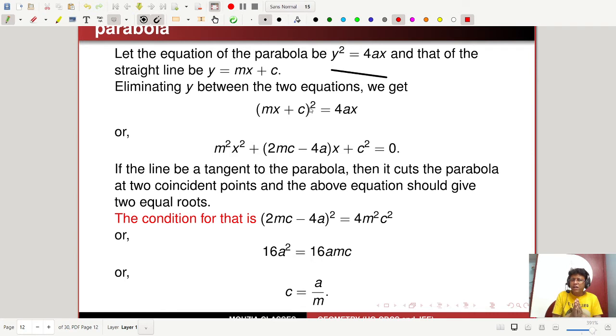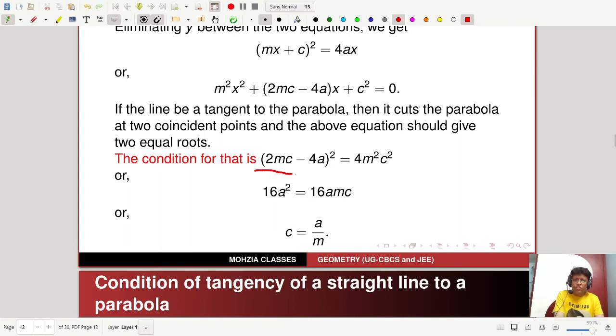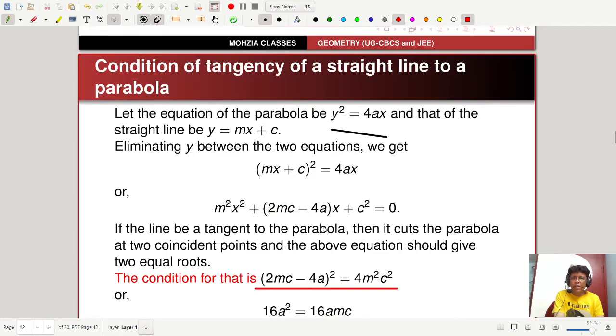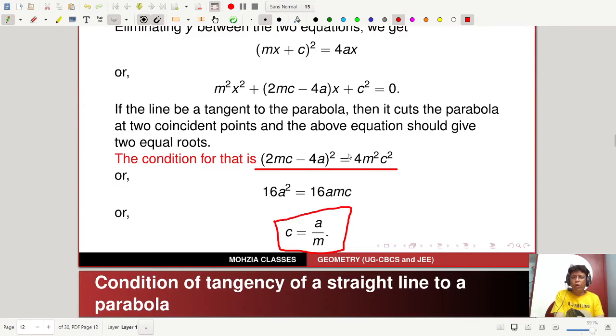After this quadratic, your main condition for tangency is that if the line touches the curve, then the roots are real and equal. For equal roots, b square equal to 4ac is the condition, or b square minus 4ac is equal to 0. So if you apply this condition here, you will get the condition for y equal to mx plus c to be a tangent to the parabola: c equal to a by m. So this line will be a tangent to the parabola.